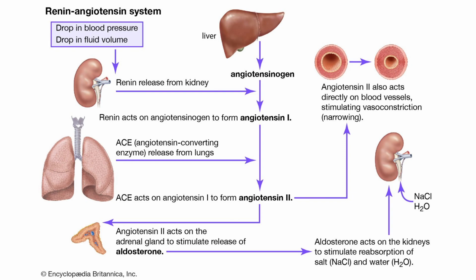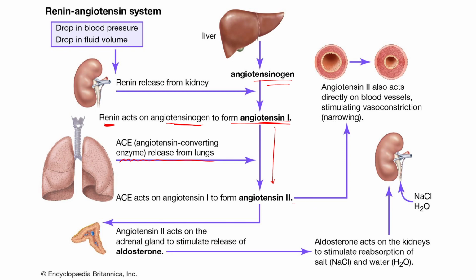Then here comes the role of the renin. The renin that is released from the glomerulus acts on the angiotensinogen that is produced by the liver. Renin acts on the angiotensinogen to form the angiotensin 1, and the angiotensin 1 is converted to angiotensin 2 through the angiotensin converting enzyme that is released from the lungs.